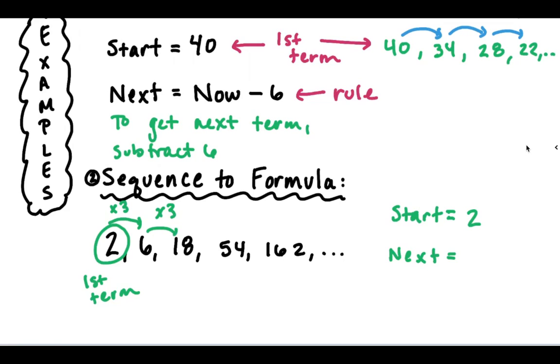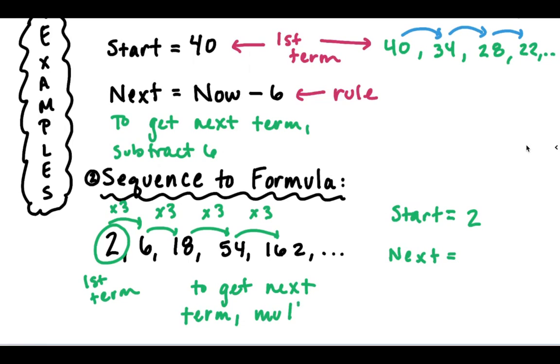Let's check. So we could do 18 times 3, you could check that, and it is indeed 54. And 54 times 3 is 162. So we've got times 3 every time. So our rule is basically going to say, to get the next, we want to multiply the current by 3.